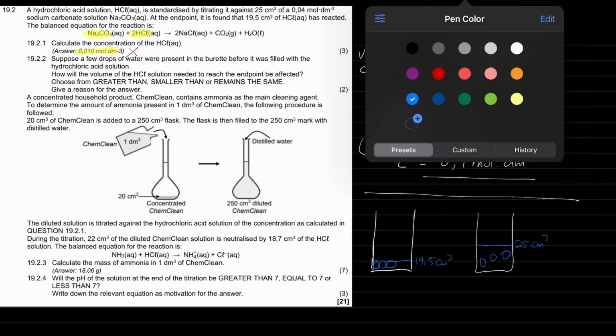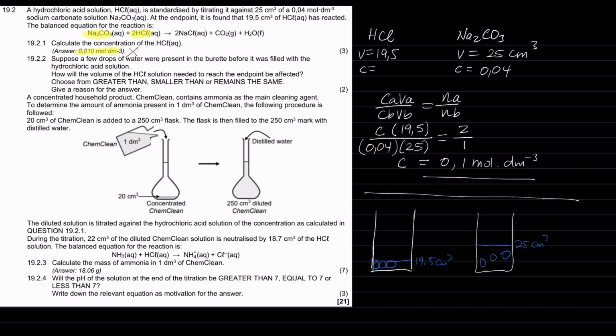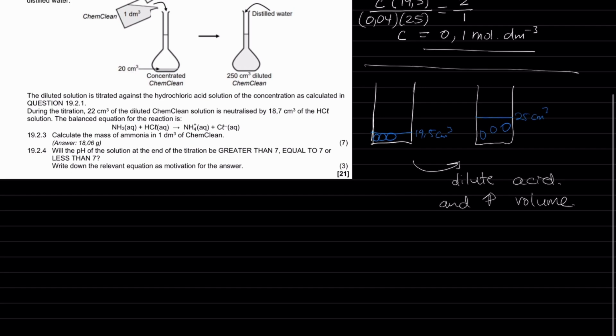So the only thing it's going to do is dilute the acid. I have the same amount of moles, but in a larger volume. The question is asking how the volume of HCl solution needed will be affected. So you're going to need more of it because the volume has increased. In other words, to neutralize the same amount, you're going to need a larger volume.